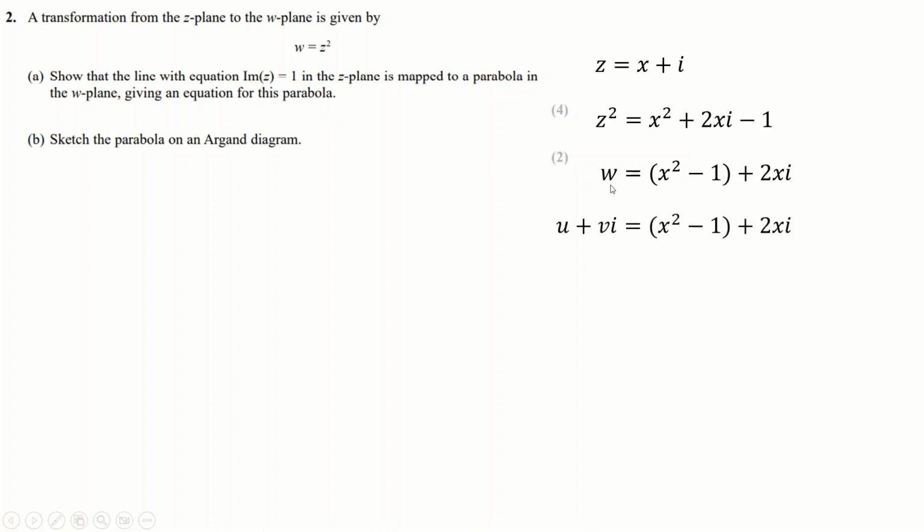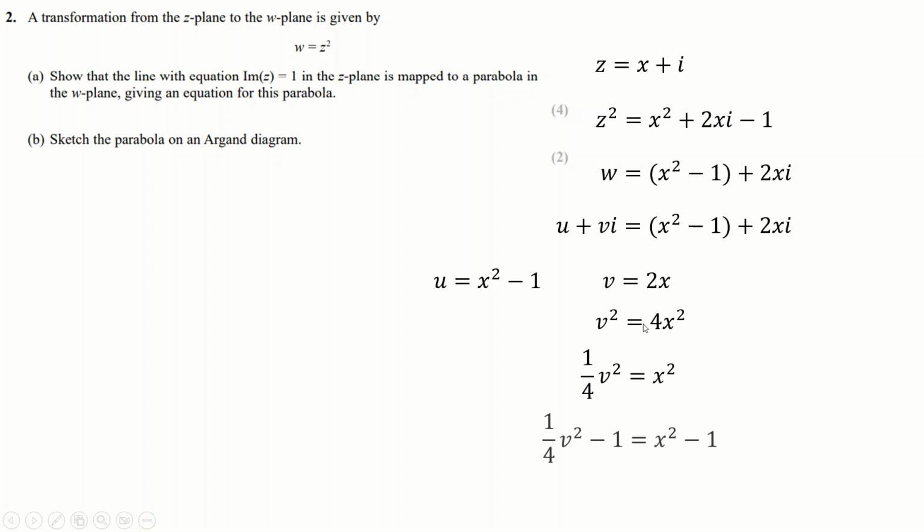Well, if w is like u plus vi, then you can set u to be the real part and v to be the imaginary part, so you get these 2 things. And then you just want to arrange these so that you get an equation for u in terms of v, or for v in terms of u. It doesn't really matter how you do it. So what I did was I just squared this, then divided by 4, and then took away 1, and that gave me u, and I got this. And this, of course, is a parabola. Now just be careful: u is the real part, right? So when I draw this, u is along this axis, and v is along this one.